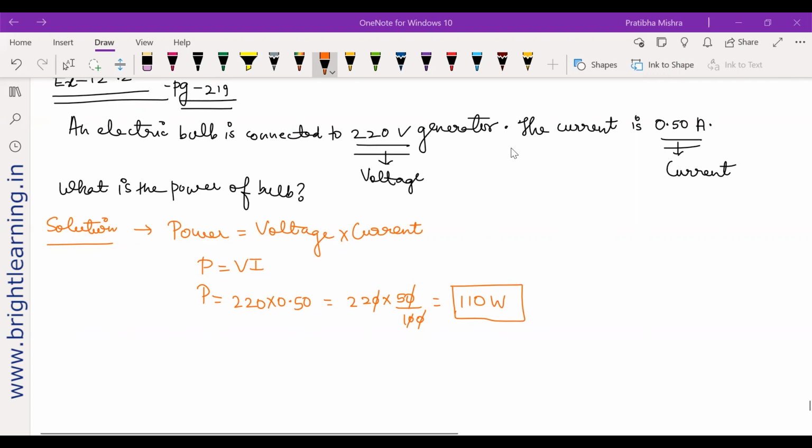Let me tell you one thing. This watt can also be called as what? Joule per second. So it can be called as 110 joules per second also. Just remember, joules per second itself is your watt. You can call this as joules per second. All right, so let's highlight this here.